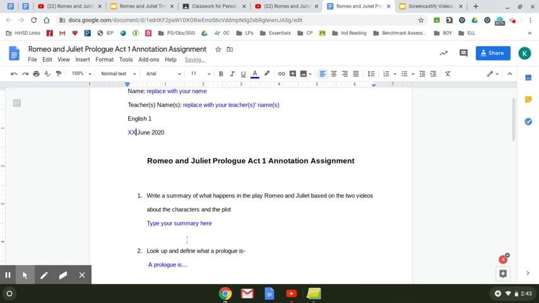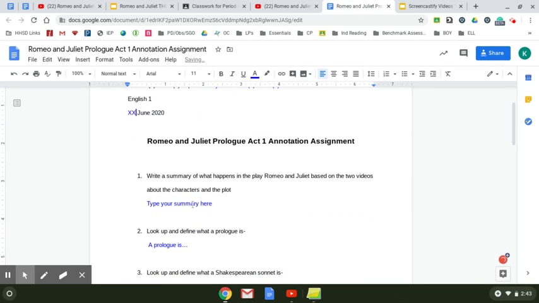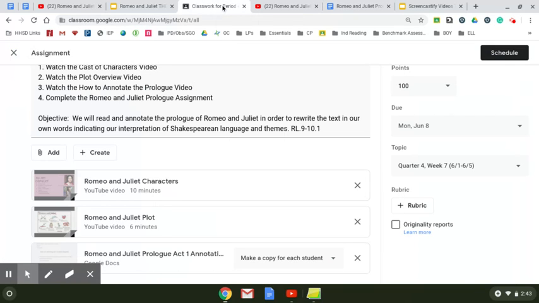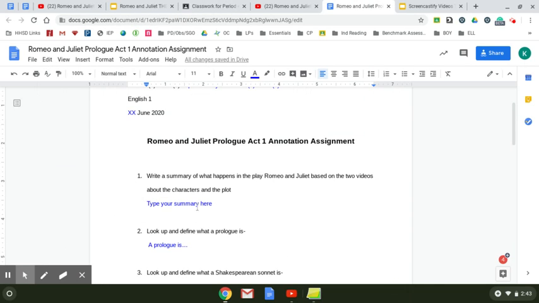The first thing that you're going to do is you're going to put all your answers in blue. When you get to question 1, it asks you to write a summary of what happens in the play Romeo and Juliet based on the videos about the characters and the plot. So you should have watched those 2 videos here. And based on those 2 videos, you're going to write a summary here. Your summary should be about 5 to 7 sentences.